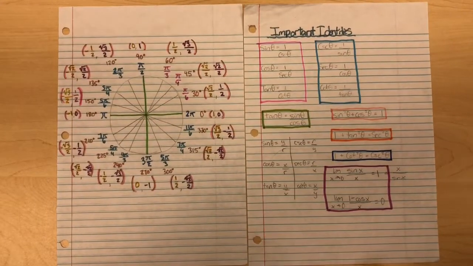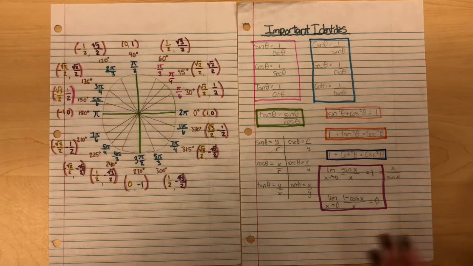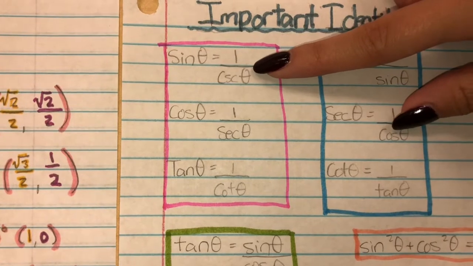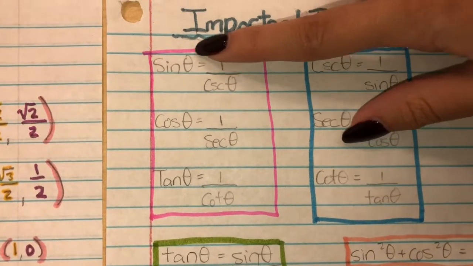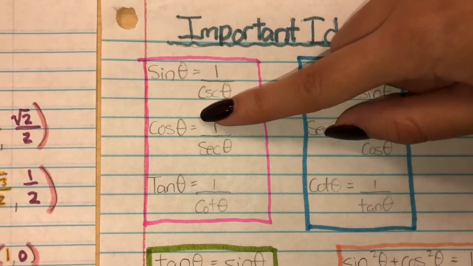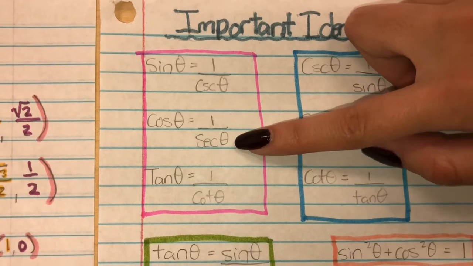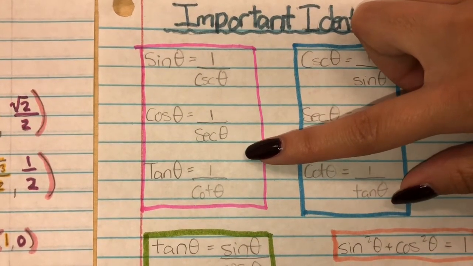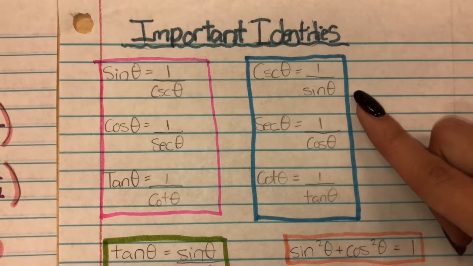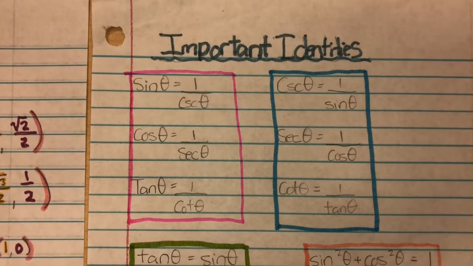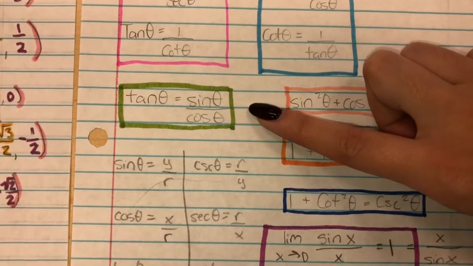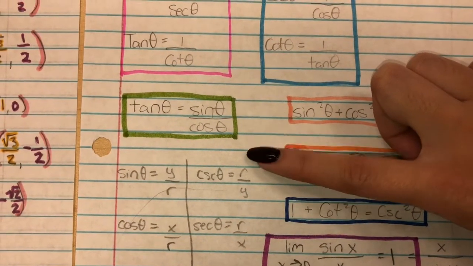So another important topic that we learned was the trig identities. Over here we have sine theta equals 1 over cosecant theta, so sine theta is the reciprocal of this. The next one is cosine theta equals 1 over secant theta, and tan theta equals 1 over cotangent theta. When you're given a problem, it's important to use this so that we're trying to get it into terms of sine and cosine. And down here we have tangent theta equals sine over cosine.